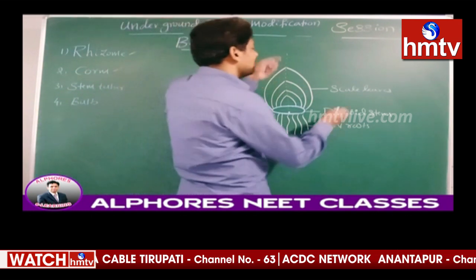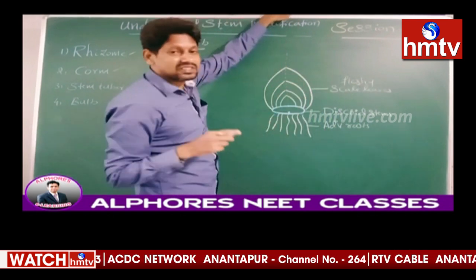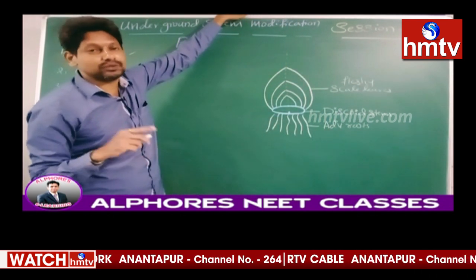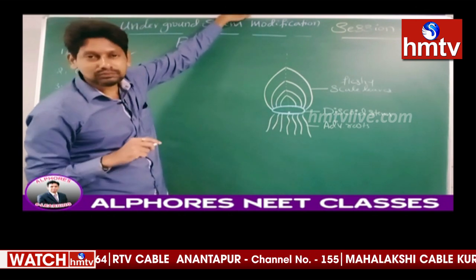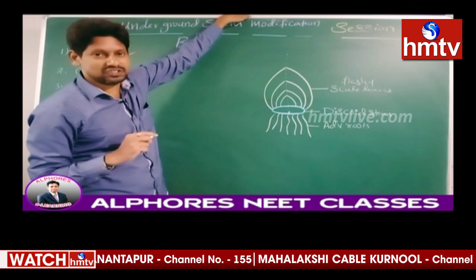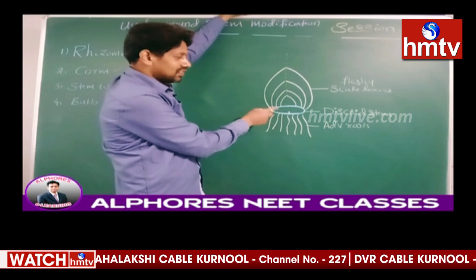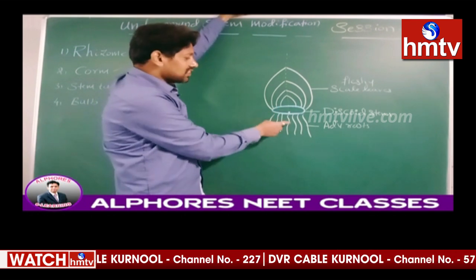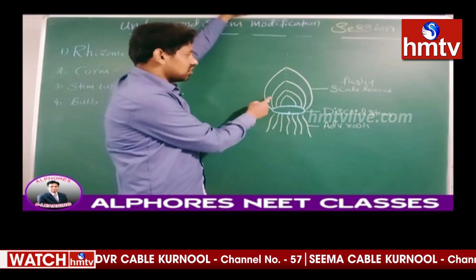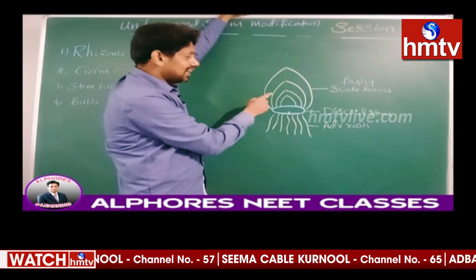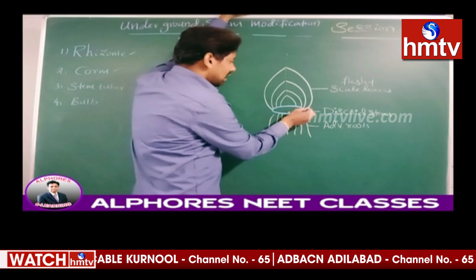So these scale leaves become fleshy. The scale leaves become fleshy due to the storage of food materials. Is it okay? Now listen to this statement. Here the stem is reduced into a disc-like structure, so we call it a discoid stem. From the lower surface of this discoid stem, adventitious roots are developed. From the upper surface, scale leaves are developed. The scale leaf stores food materials and becomes fleshy. Yes or no?